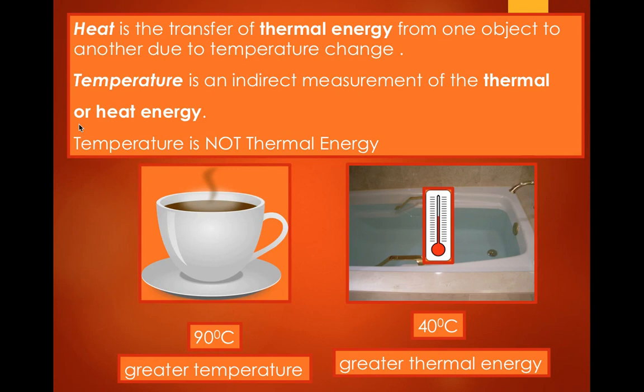So if we look at the coffee cup, it has a greater temperature. It's 90 degrees Celsius. However, if we look at this bathtub, it has greater thermal energy because there's more liquid. There's more, so we're going to have more of this heat being transferred from the liquid water in the bathtub to the surrounding bathroom air, or the universe.